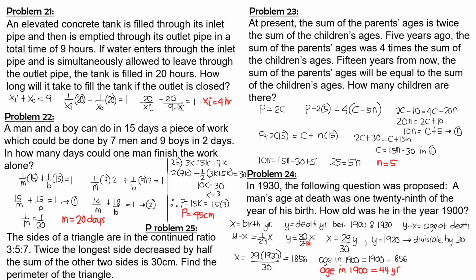So solving for x, the birth year, 29 times 1920 over 30, it is 1856. Therefore, the age of the man in 1900 should be 1900 minus 1856, and that is 44 years old. So if the question is the age of the man when he died, then it is plus 20, so 64 years old.